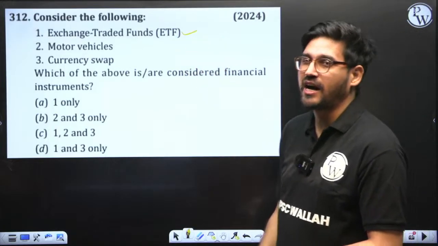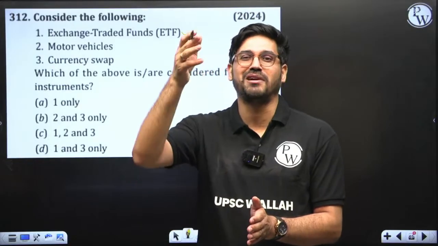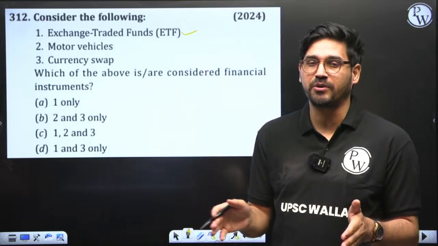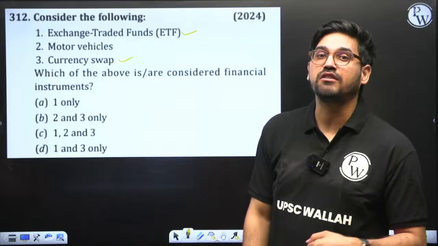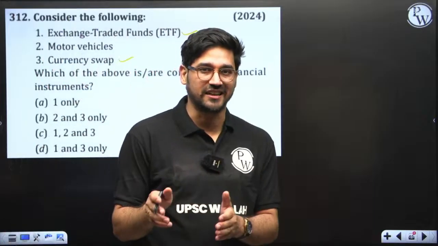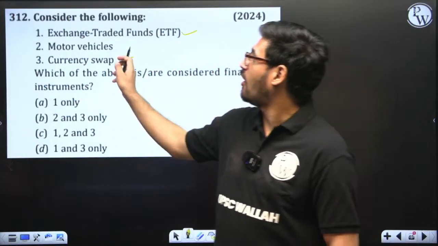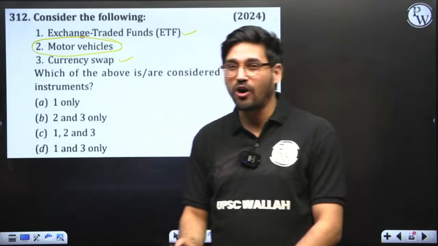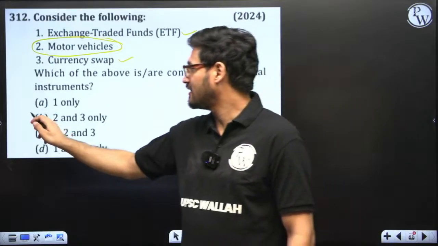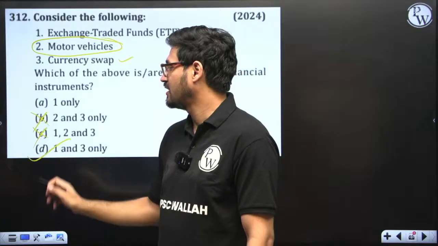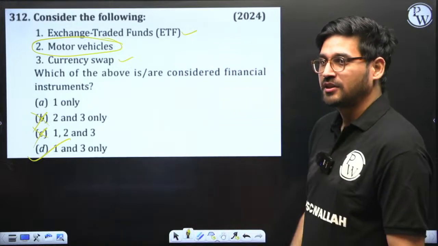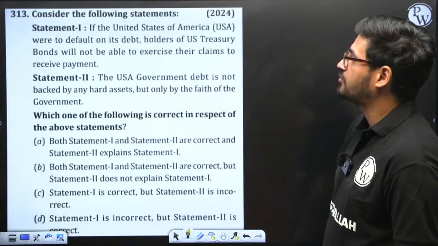ETFs, you can think of them as some sort of a mutual fund which invests in multiple companies listed on a certain index, in a basket of multiple corporations. Currency swap, once again, is a financial instrument which is used amongst entities as well as governments to hedge what is called currency risk. Once again, a financial instrument. The obvious choice here for what is not a financial instrument is clearly motor vehicles. So you use 2 to eliminate. This goes. The answer has to be 1 and 3. How can motor vehicles be financial instruments? Now let's move to the next one.